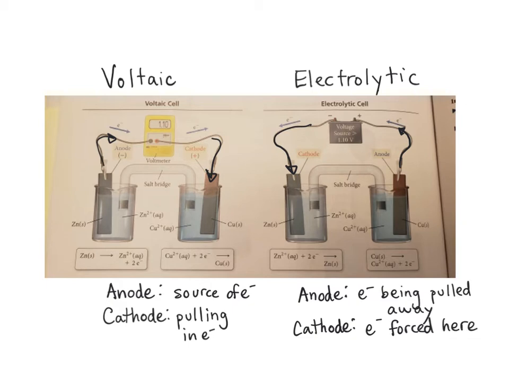It's also worth noting that as the electrons leave the anode, mass is going to decrease as the copper goes from solid copper into aqueous copper, and the zinc, here the mass is going to increase because we're bringing in electrons, so zinc is going from zinc 2 plus aqueous into solid zinc.